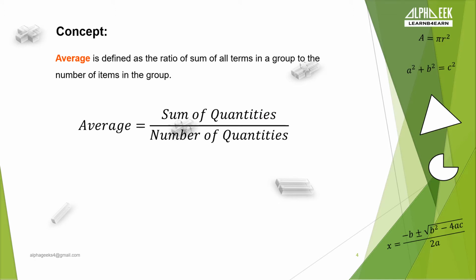Average is nothing but the sum of all the quantities given upon the number of quantities that are there in the set. So average is defined as the ratio of the sum of all terms in a group to the number of terms in the group. This is the simplest concept of average, and this is the thing we are going to use each and every time. Let's go through some examples so that we can know how to apply these things.